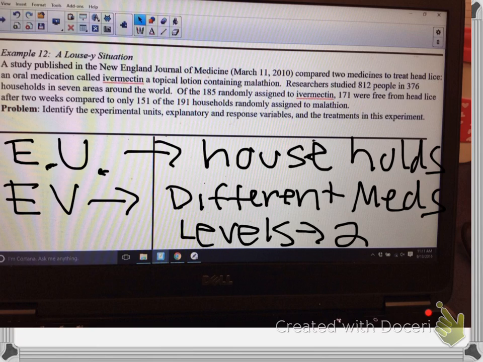Let me just sum it up again for your understanding and mine. The experimental units is who's getting the medication. The household. Certain households are getting the medication. Everyone in this household will get the topical medication. Everyone in the other household will get the oral medication. The explanatory variable is the different meds. Okay, what are we looking to see is going to influence having head lice or not? There's 2 levels because there's 2 different meds that are being taken.